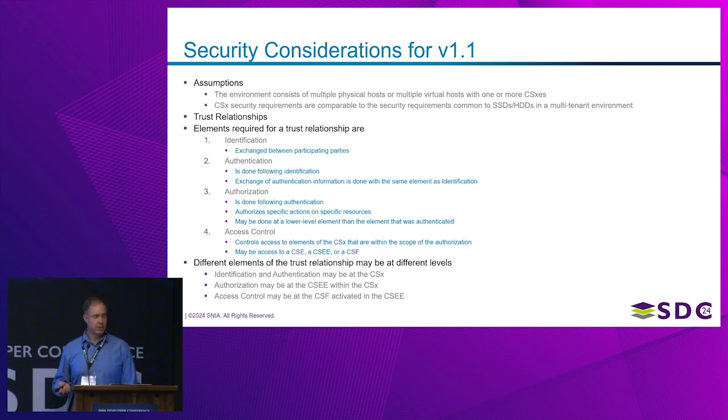And those trust relationships include identification. What's your username? And then authentication. What's your password, right? We're all very familiar with that. So we have to provide that at some level, to say, this is who I am and I can prove it. And so maybe that's at the CSX level, at the highest level. And then, of course, to support that, we have to have authorization.